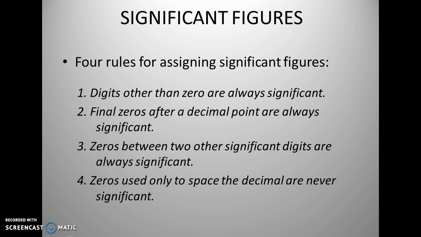Okay? So there are certain rules that you should be familiar with in relation to significant figures. The rules for assigning significant figures: one, digits other than 0 are always significant. Final zeros after the decimal point are always significant. Zeros between two other significant digits are always significant. And zeros used only to space the decimal are never significant.